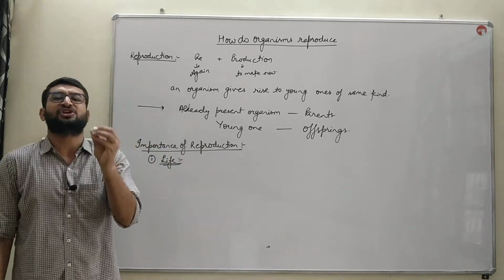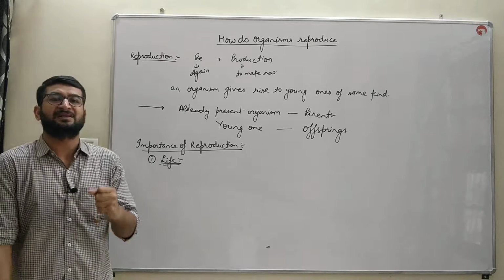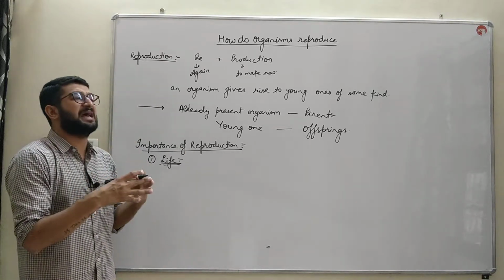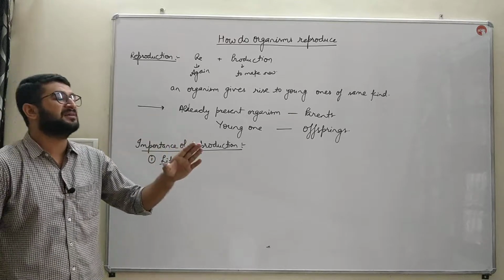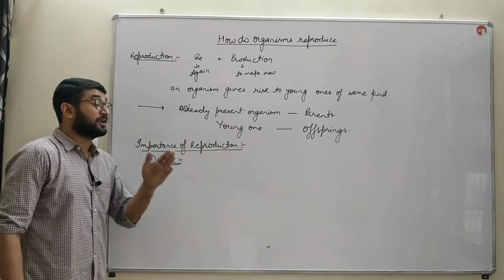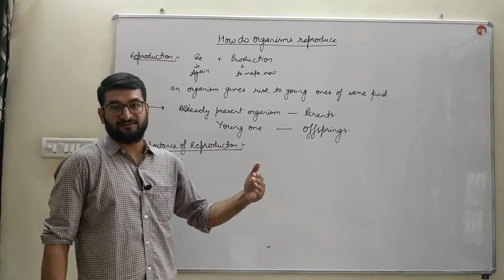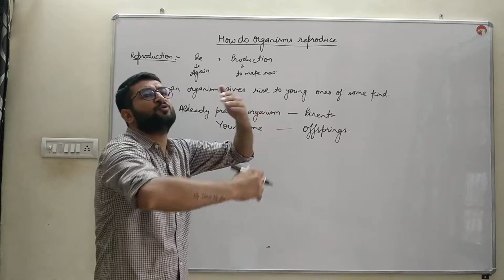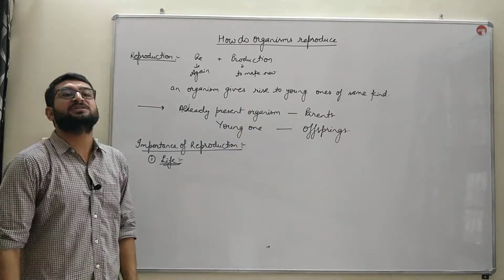No organism is immortal. कोई भी organism अमर नहीं है बच्चों. After a fixed lifespan, after a fixed time period, every organism dies. So to continue the life on Earth, on our planet, it is necessary to reproduce again and again. Production of young ones is necessary.